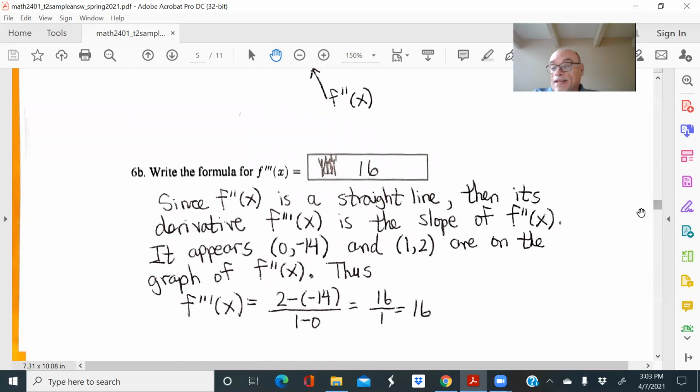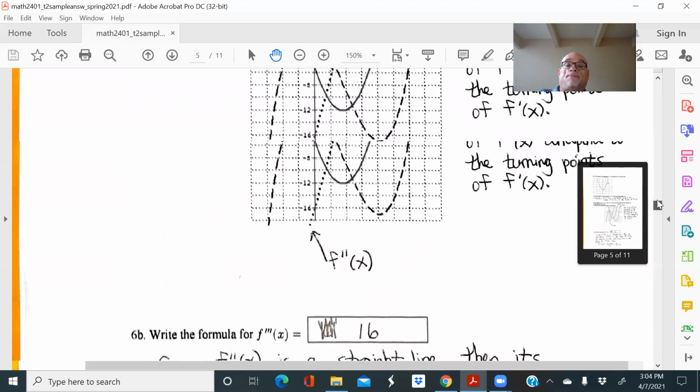So one thing to keep in mind, this came up several times in the homework, is remember, for straight lines, their derivatives are just their slope. So if you have a straight line and you want to know what its derivative is, it's easy. Just find the slope of that straight line.